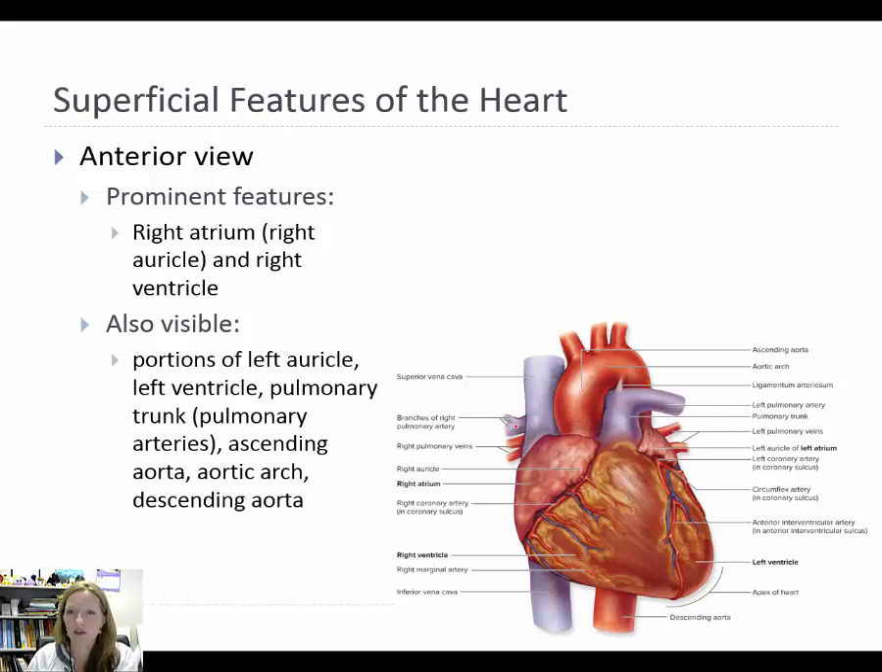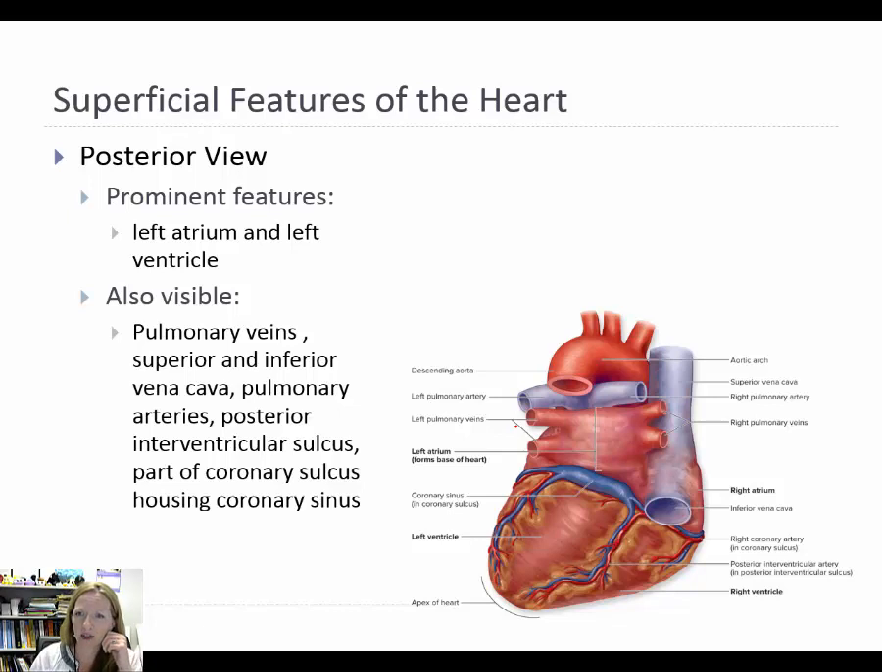All right, so let's flip it on back and take a look at the posterior view. The prominent features are that left atrium and then that left ventricle. This is where you see a lot of those great vessels that we weren't able to see in earlier sections. We were talking about blood flow in the great vessels. This is where they are right here, kind of hidden behind.